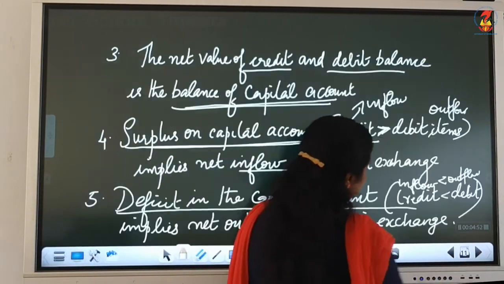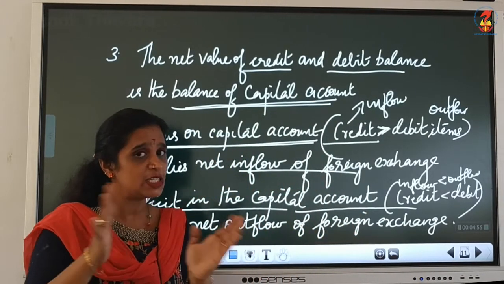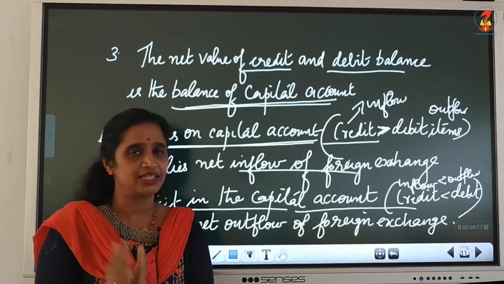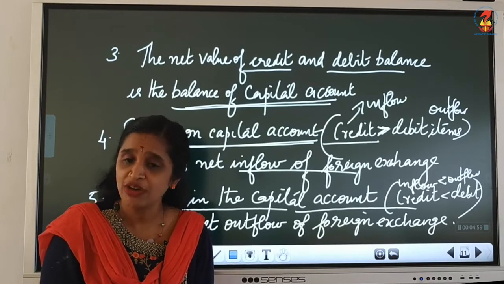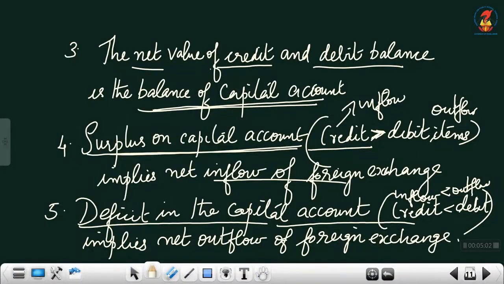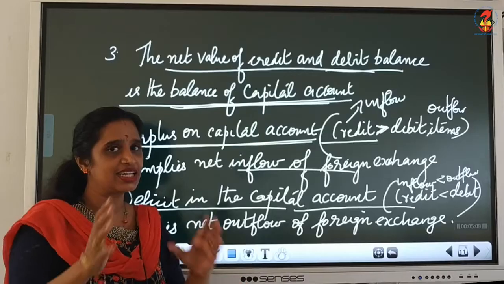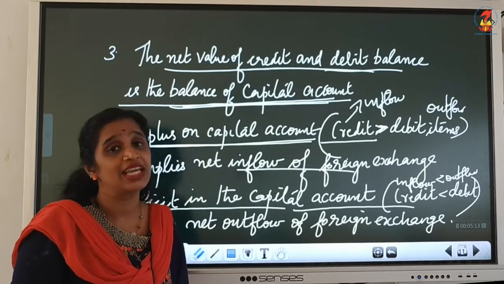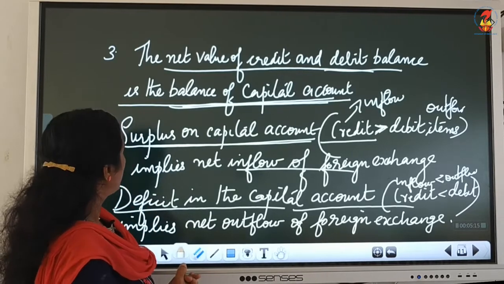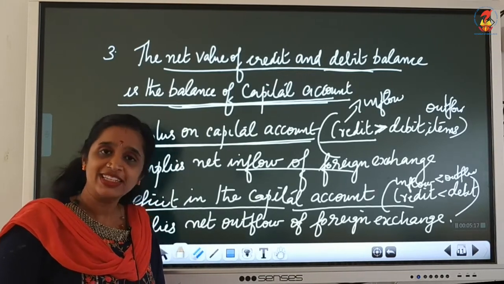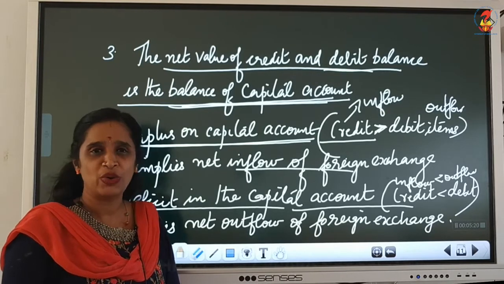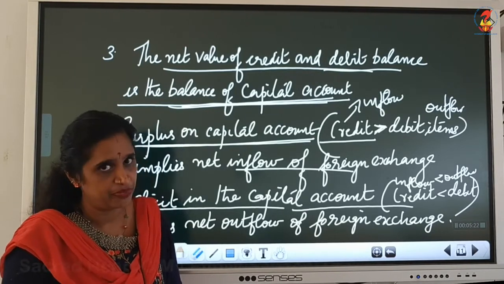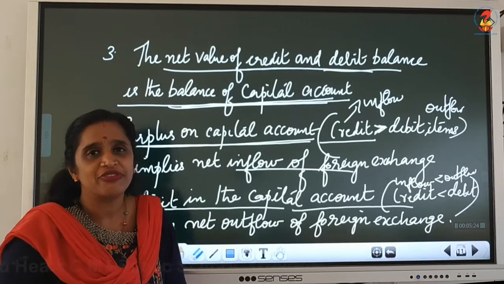Then comes the next one. If there is a balance between the debit items and credit items, we call it balance of capital account. So the net value of credit and debit balance is called the balance of capital account. When the credit items equal debit items, we can say there is a balance of capital account. Now, what happens when either the debit or the credit is more or less? That is what we have to learn again. We can say there is a surplus of capital account.